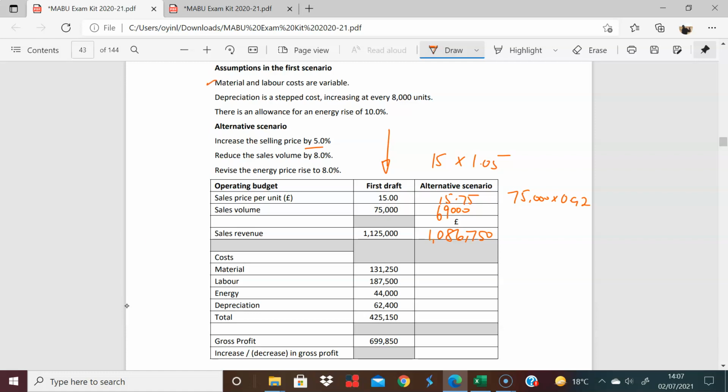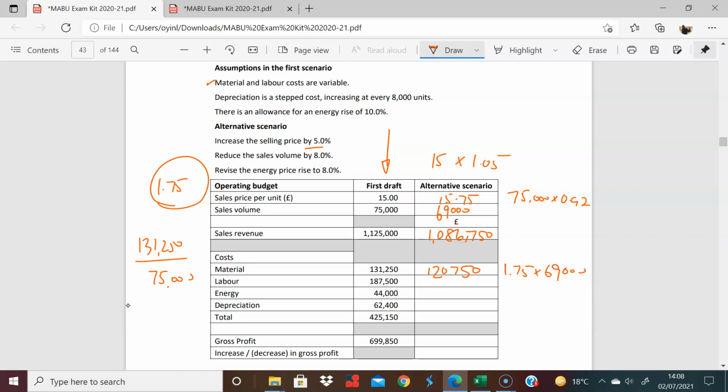So material is currently 131,250 based on volume of 75,000. So 131,250 divided by 75,000 takes us to each unit being £1.75. So if you have £1.75 being the cost of each unit, when you're dealing with 69,000, because there's been a change in the volume, I'm in effect saying £1.75 times 69,000. So multiply this by 69,000 and I get 120,750.